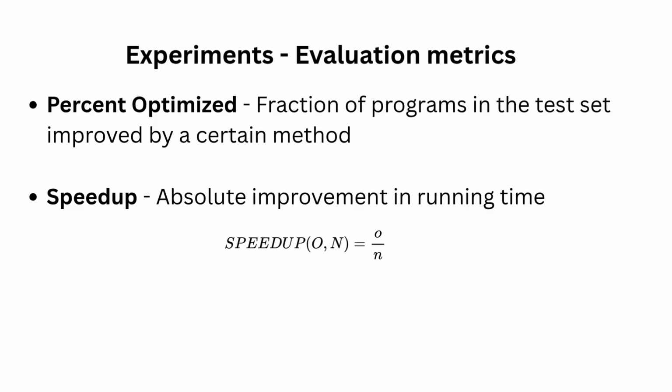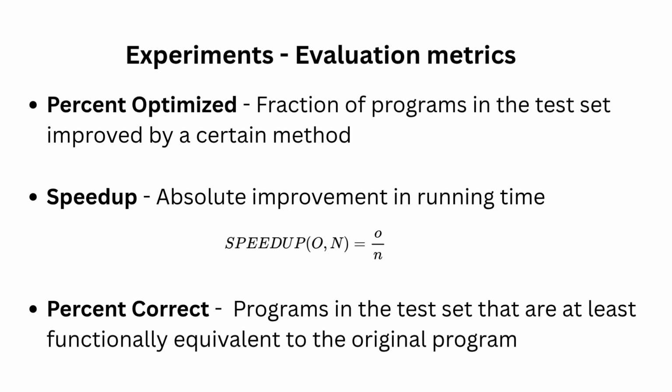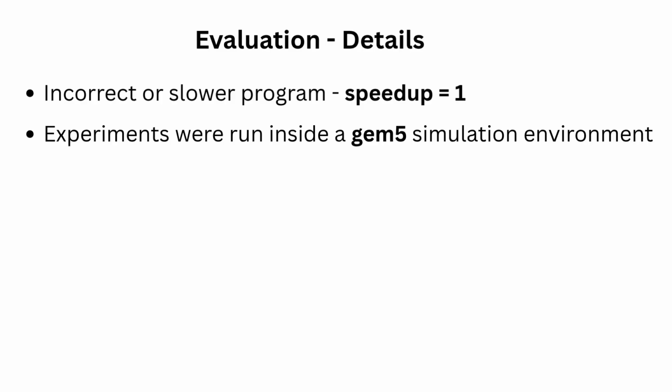The third metric is percent correct. This measures how often the generated code remained functionally equivalent to the original solution. To verify correctness, the generated programs had to pass all benchmark test cases. The paper also explains an important evaluation detail. If a generated program was incorrect or slower than the original implementation, the researchers assigned it a speed-up value of 1, meaning no improvement. For benchmarking, all experiments were run inside a GEM5 simulation environment.